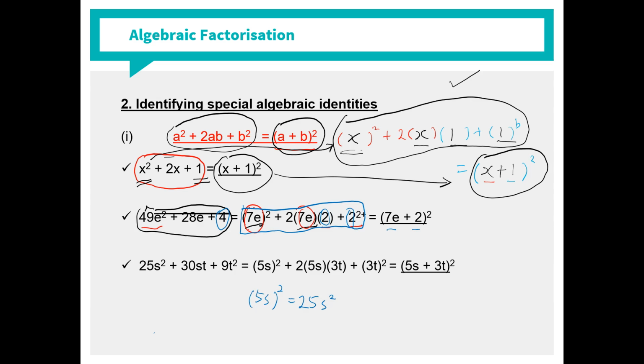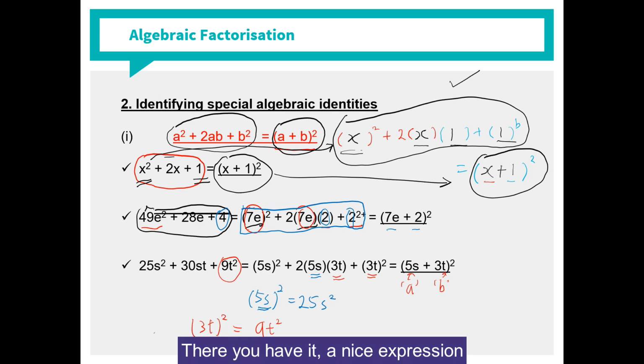Okay, so since that's the case, I identified what's the a. I'll put it into this bracket as well. Okay, and this guy, 9t squared, equals 3t whole thing squared. So if that's the case, I identified that 3t is the b, so I'll put it inside here as well. So this is your so-called a, and this is your so-called b.